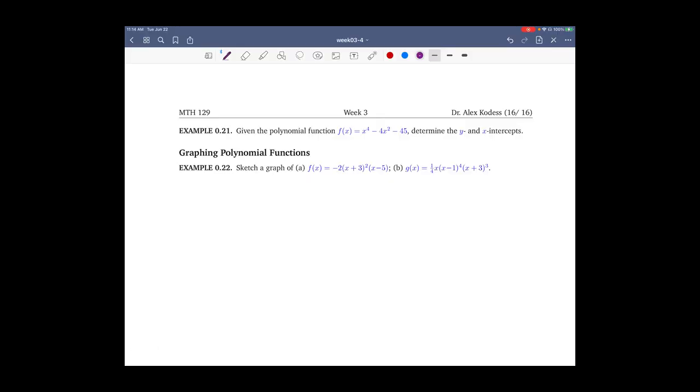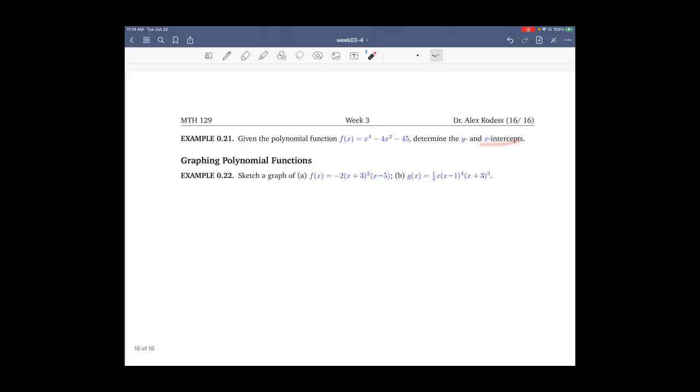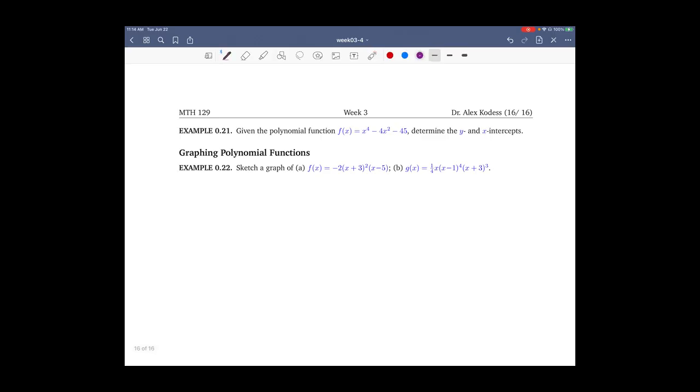And a few more examples. Another biquadratic equation. If you want to find the x-intercepts, for instance, you need to equate this to 0. x to the fourth minus 4x squared minus 45 equals 0. For that, you set again x squared to be t, and t has to be non-negative. So we end up with t squared minus 4t minus 45 equals 0.